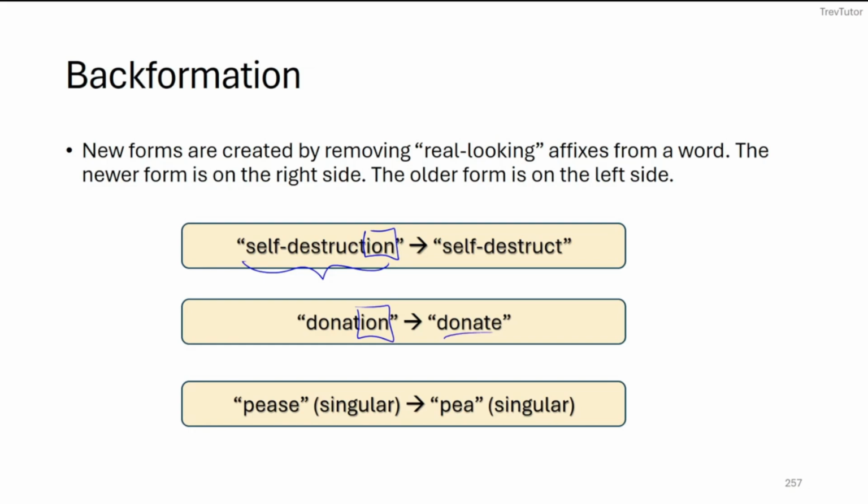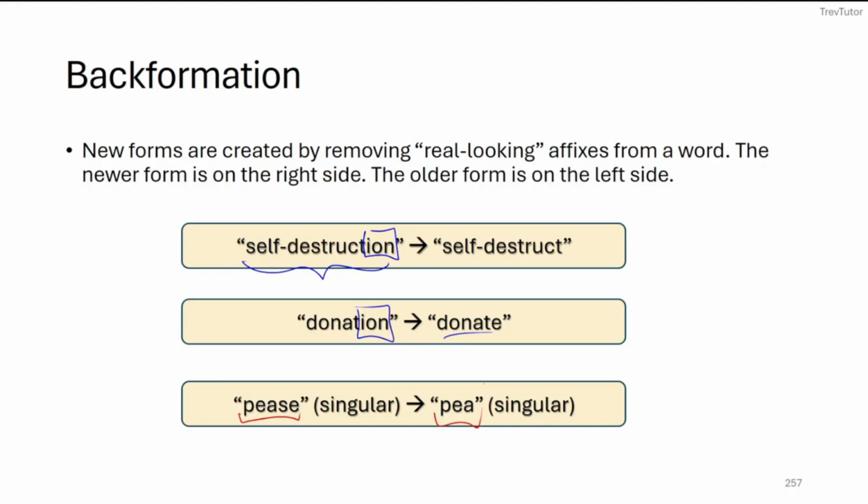Here's an interesting change from English 150 years ago to now. Pease used to be the singular of pea, but when we hear z at the end of nouns, we typically think of them as plural. So what people did was they removed the z off pease because they wanted to make it sound more singular. They thought it was singular if you remove that z sound, and now we have pea as the singular.